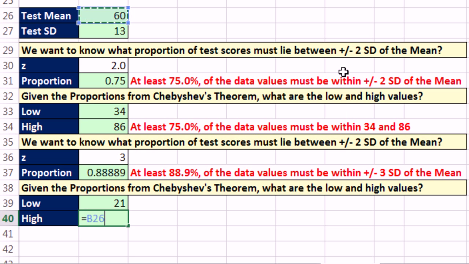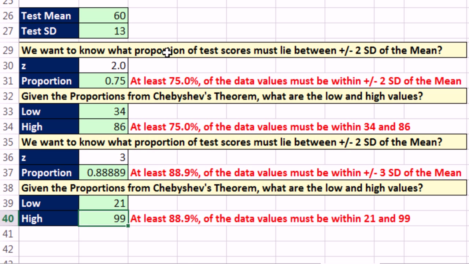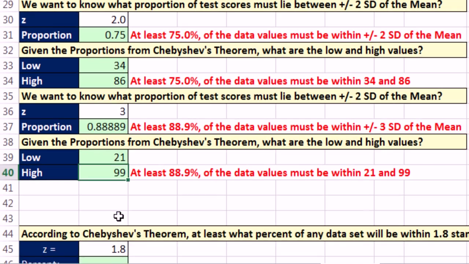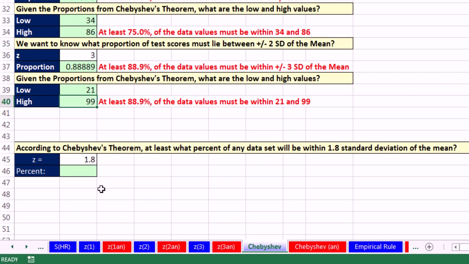Equals 60 plus 3 standard deviations. So 3 times 13. And boom, we have our high. So at least 88.9% of the data values must be within the low of 21 points and the high of 99. Now let's look at one last example for Chebyshev's theorem.